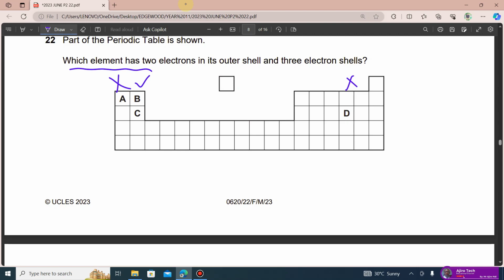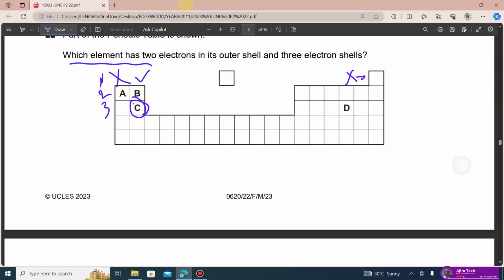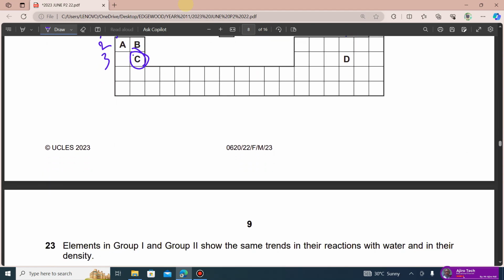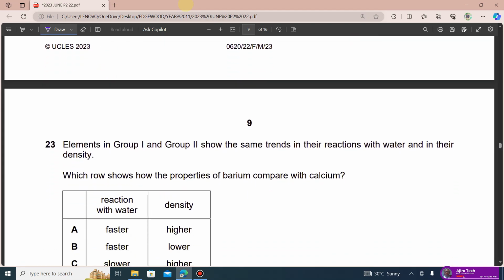Okay, so the element belongs to group 2, and then it has 3 electron shells. For it to have 3 electron shells, that means we are looking at it belonging to period 3. So this is the first period in terms of horizontal, period 1. If you trace it all the way to this point, that's period 1, period 2, period 3. So our answer is simply C, because this aligns with 3 electron shells. Okay, we go to question 23.